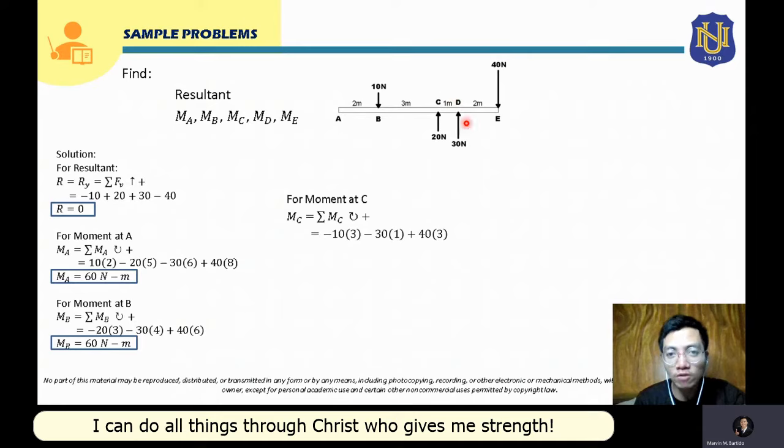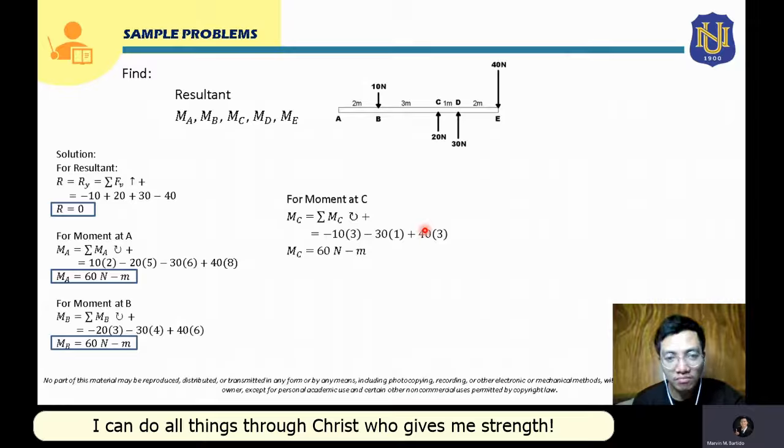Now for 30 Newton force, it will have a moment of 30 times 1, and it will have a rotation of counterclockwise. That's why it will be negative here. Now for 40 Newton force, it will have a moment of 40 times its moment arm, which will be 3 meter, at point C. So that will be 40 times 3 and its rotation will be clockwise. That's why it will be positive here.